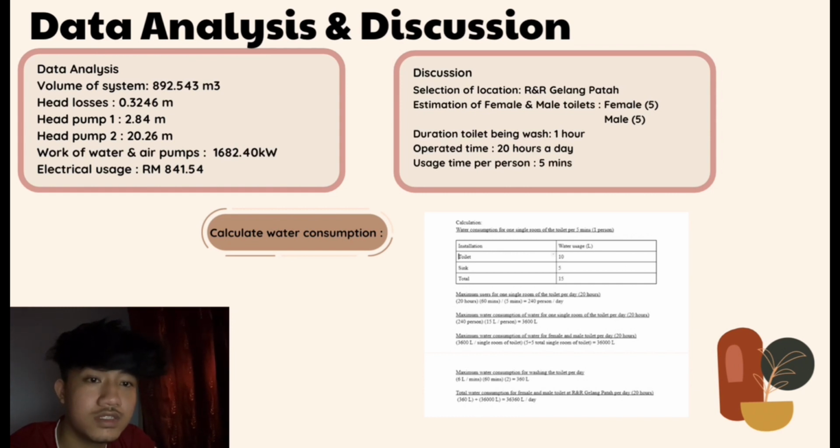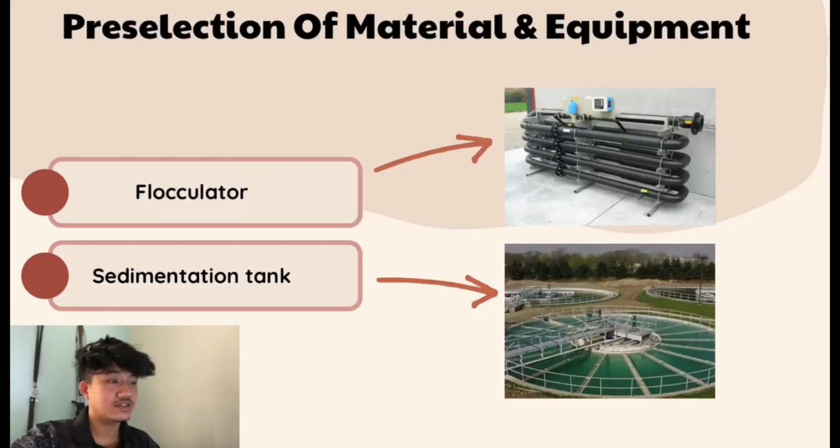The toilet also will be washed 1 hour per day. We get 6 liter of water consumption to wash the toilet, so we get 360 liter. So 360 liter plus the 36,000 liter, we get the total water consumption for the toilet at the Arenat Gelam Patah, which will be 36,360 liter per day.